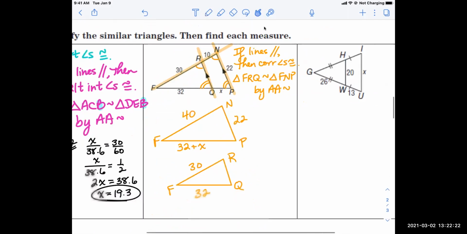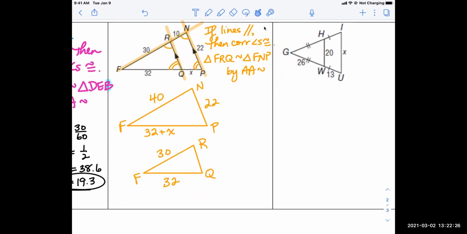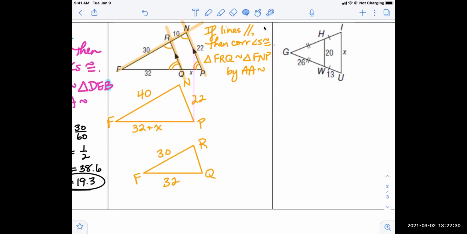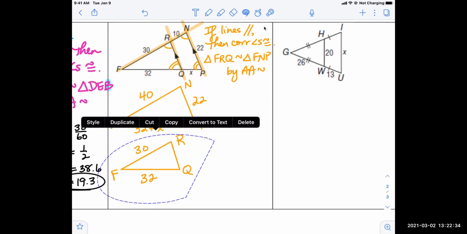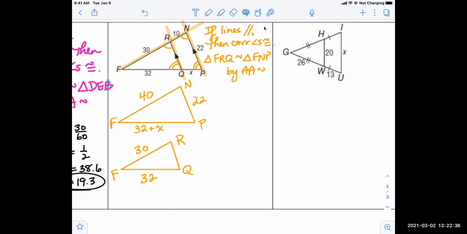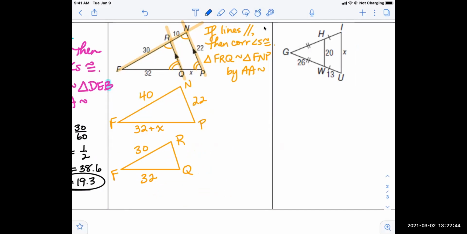All right, we're supposed to solve for X. So I need a proportion. I'm going to scoot this over a little bit here. Rylan, give me a proportion.